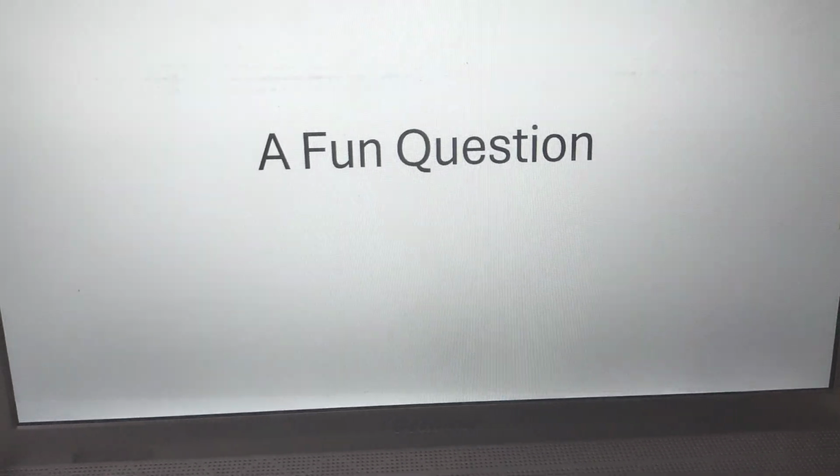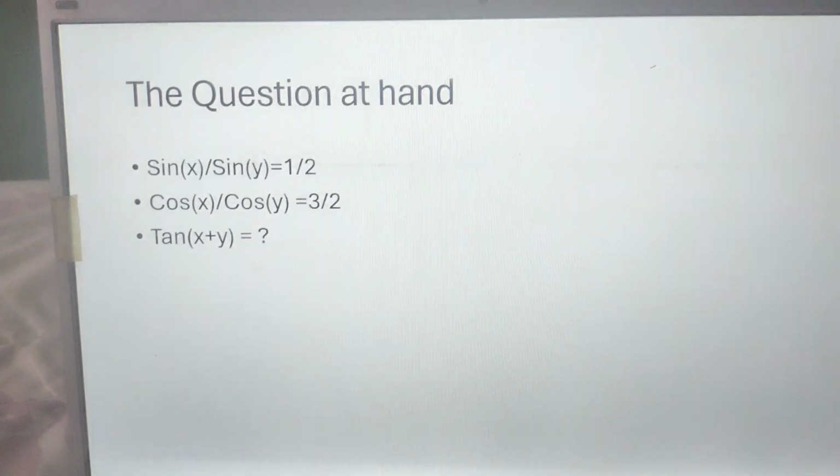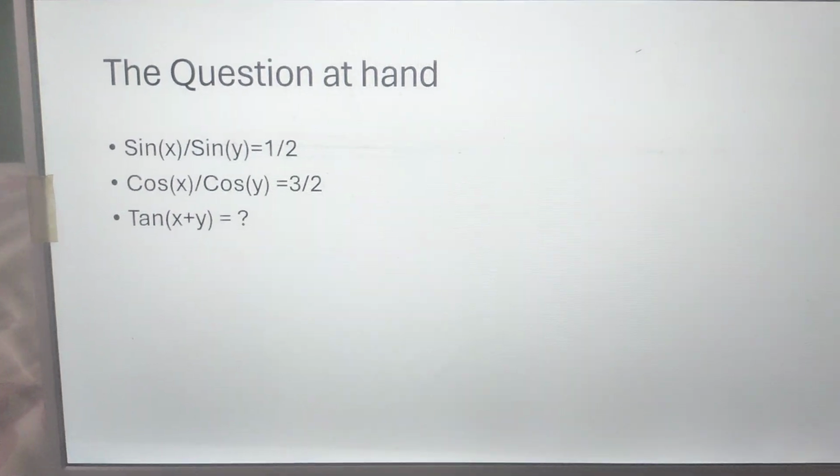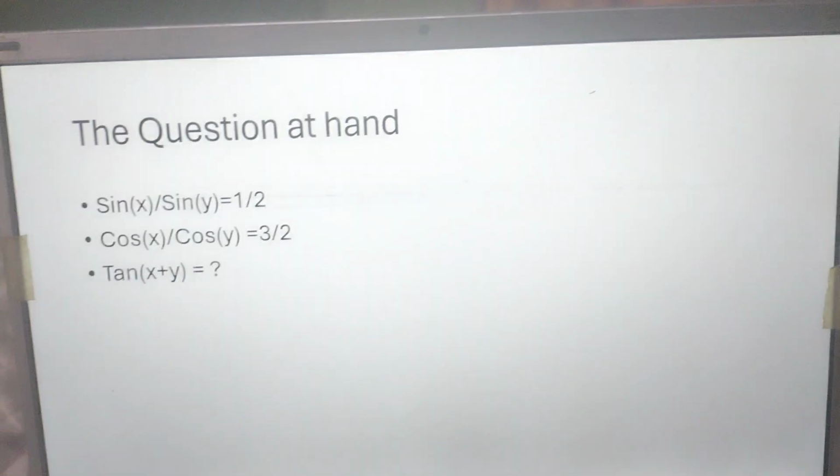Here's a fun question, guys. The question is: sin x over sin y equals a half, cos x over cos y equals 3 over 2, and tan(x + y) equals 1.